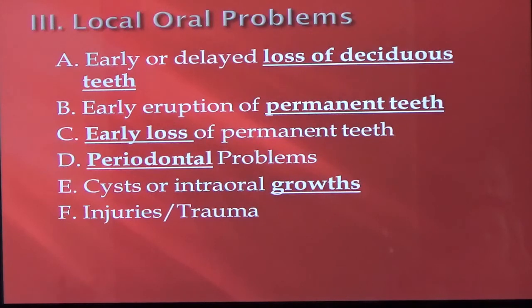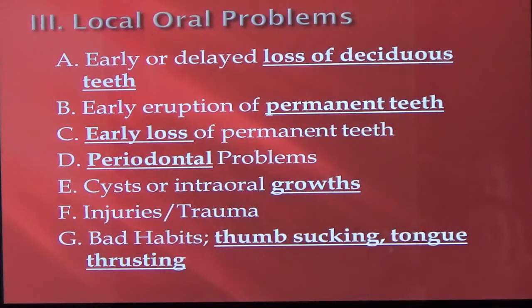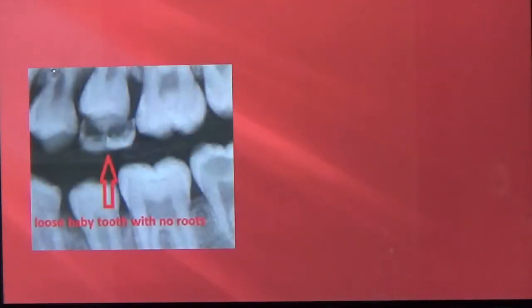Okay, so trauma will also cause these problems. And this is another big one, thumb sucking and tongue thrusting. Again, we talked about the tongue earlier. The tongue is a big one that pushes teeth out. Okay, and you've probably seen or heard people that are tongue thrusters when they talk. Okay, so again, some pictures here.